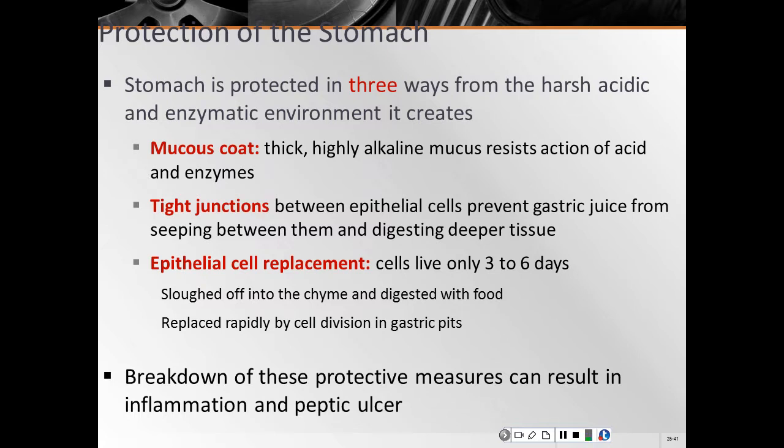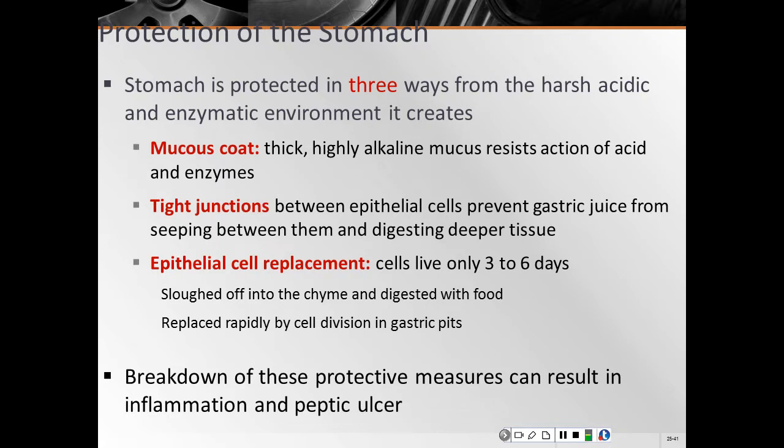Now the tight junctions are between the epithelial cells, and they prevent the gastric juice from seeping between them and digesting deeper tissue. The epithelial cell replacement: the stomach's epithelial cells live only 3 to 6 days and are then sloughed off, meaning they're shed off or moved off. They are rapidly replaced by cell division in those gastric pits.